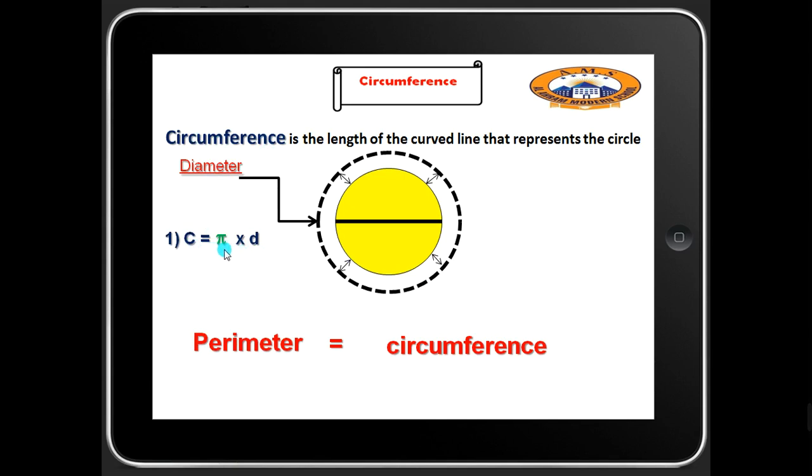What is pi? We said that pi is a ratio that he will give to you in the exercise. It equals 3.14 or 22 over 7. So he will give you the value of pi in the exercise.